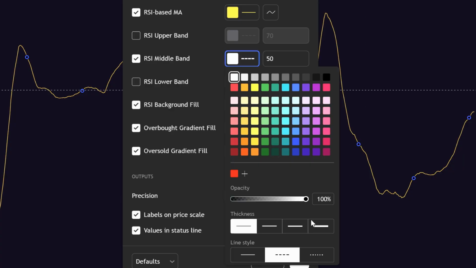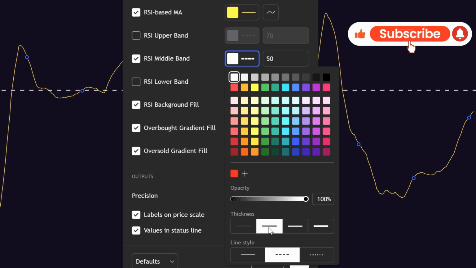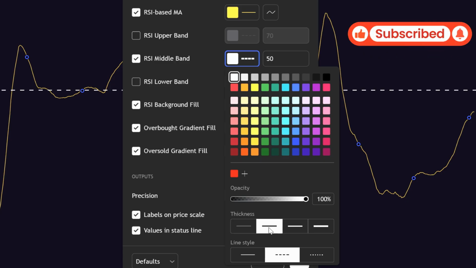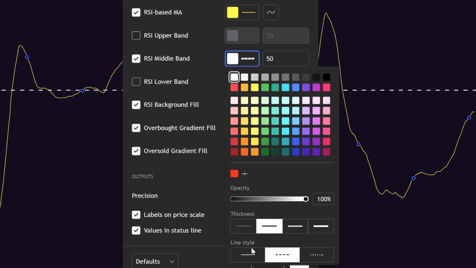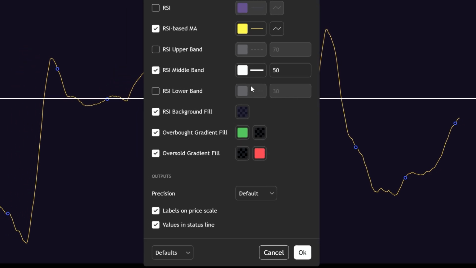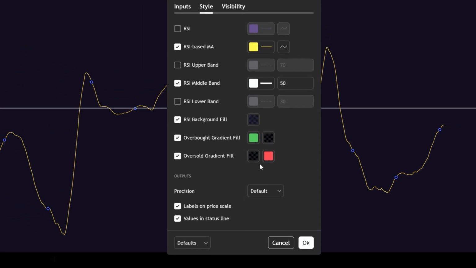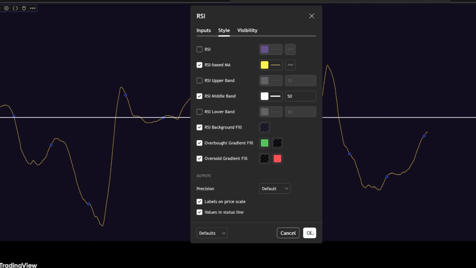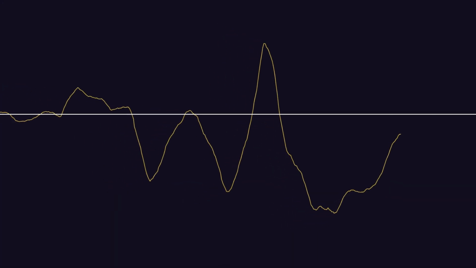So make sure this box is checked and let's make it really pop. Click on its color, maybe change it to a bright white or yellow so it stands out clearly, and definitely increase the line thickness a notch or two. We want to be able to see exactly where the 50 level is at a glance. And that's it. No other changes are necessary right now. We've now got the RSI customized perfectly for the next step.